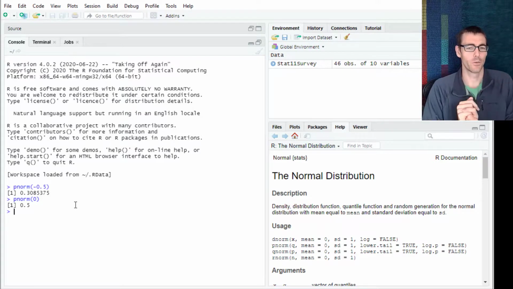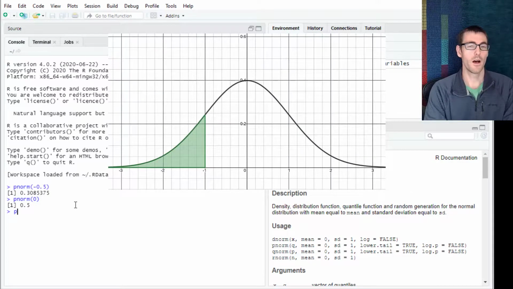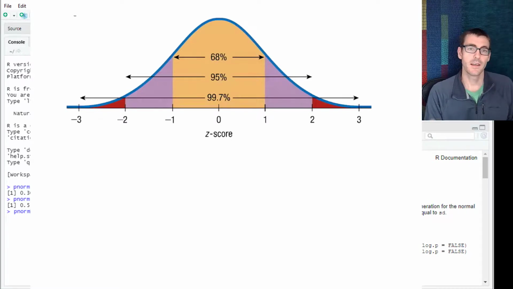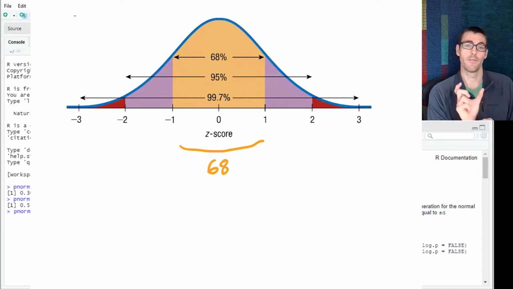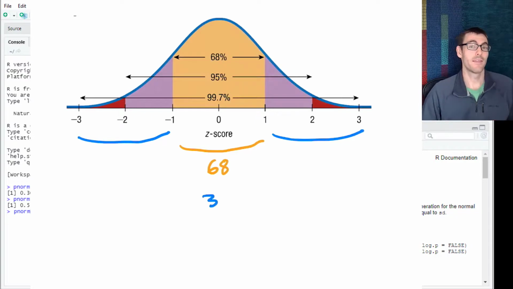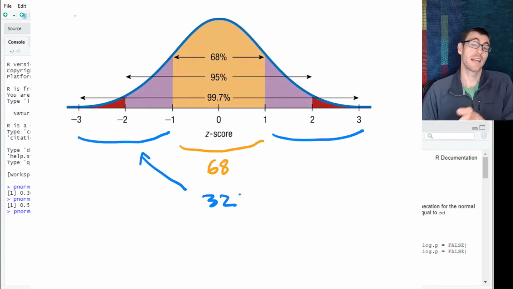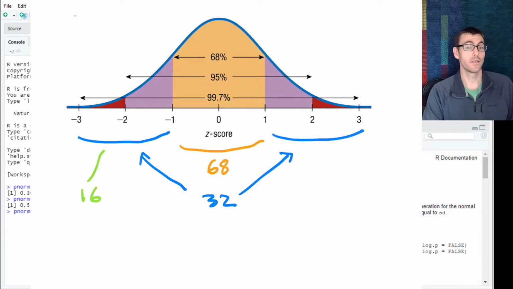Okay, here's a slightly trickier one. What about pnorm of negative 1? Here we could actually use the 68, 95, 99.7 rule. The 68 is telling us that within one standard deviation of the mean lies 68% of the distribution. That means that the remaining 32% is outside of that middle region. And exactly half of that is on the left side. In other words, this should be half of 32, or roughly 16%.